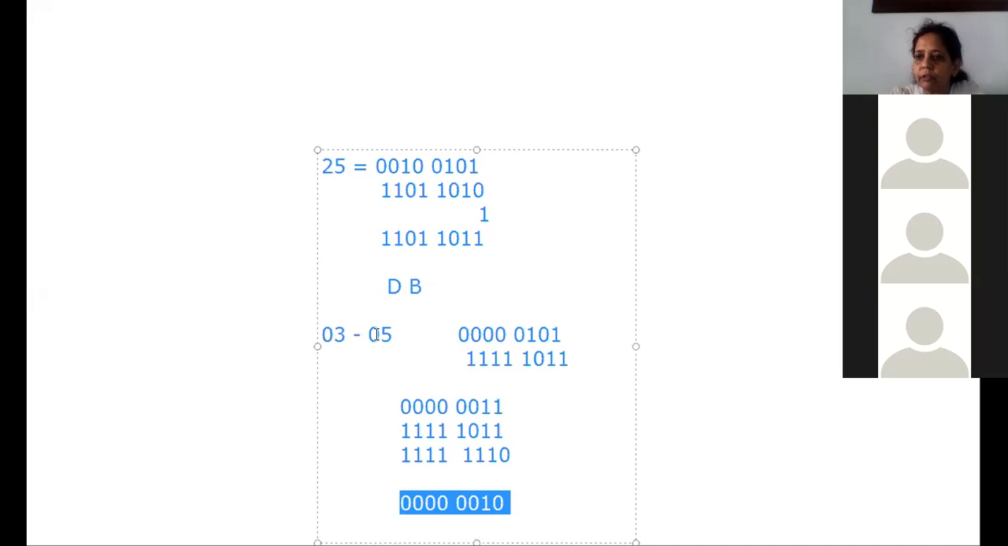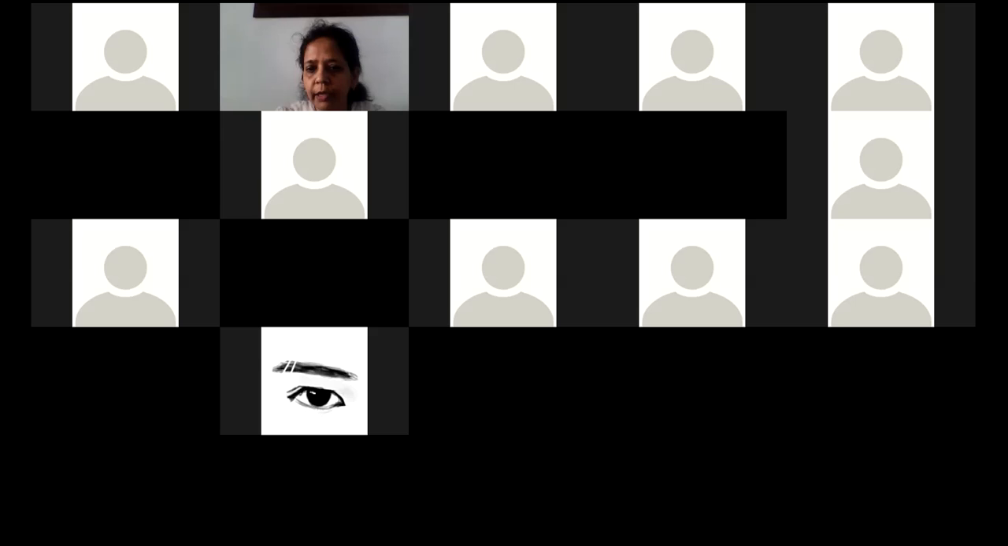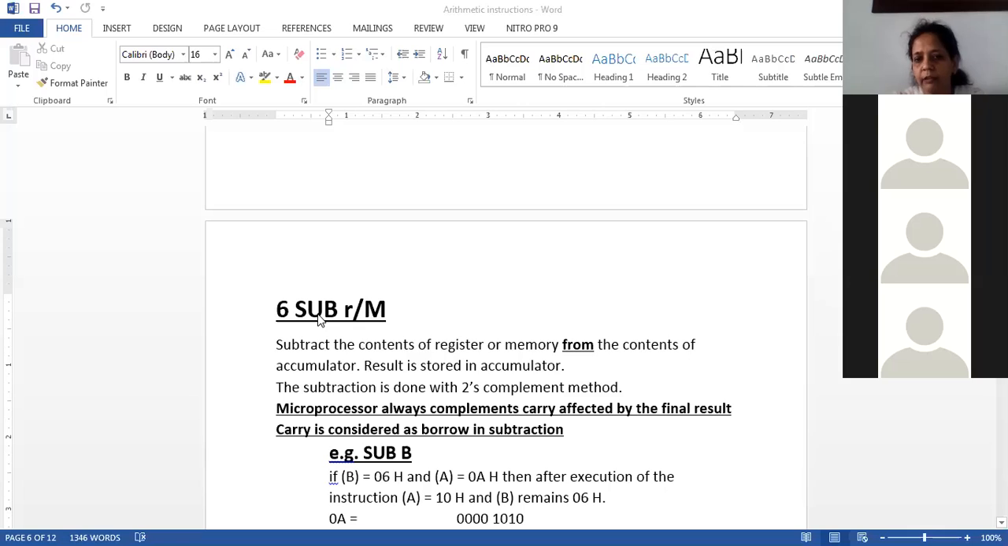Now this particular concept, the 2's complement method of subtraction, is adopted in the subtract instruction by the microprocessor. Everything in terms of addition will be done in the microprocessor because only one circuitry will be needed. Okay, so the subtract instruction, just as you write ADD, here what you have to write is SUB, usually in capital letters, and then you have to mention either the register name or the memory, that is M.